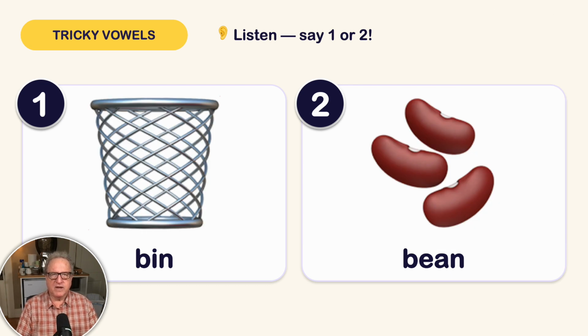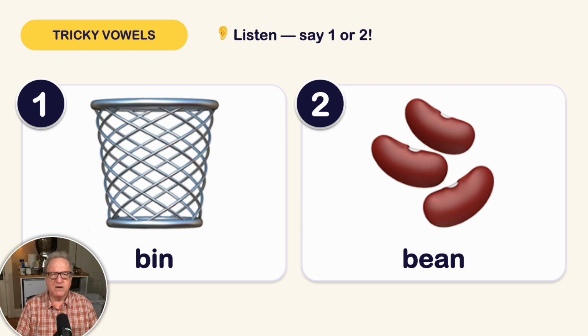Okay, let's look at these. Number 1 is bin, and number 2 is bean. So I say one word, you say the number, 1 or 2. Listen, here's the word. Bin. 1 or 2? Bin. 1. That's right. That's a bin, like a trash bin.